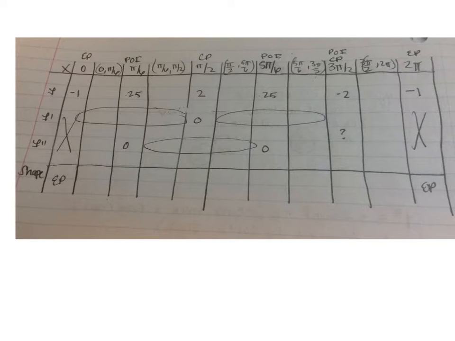So this is my table. One thing I didn't include up in the top was what values are in between. That was kind of tricky.